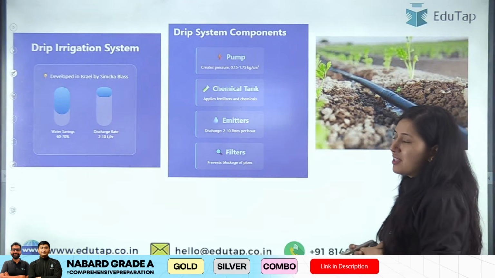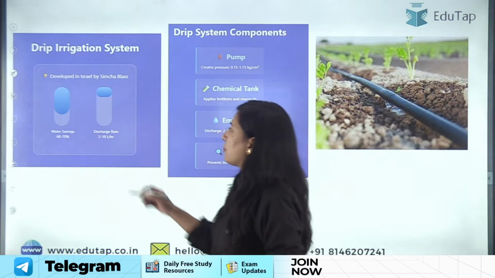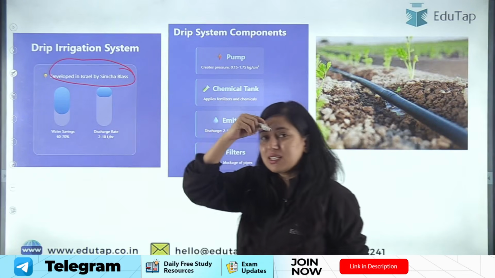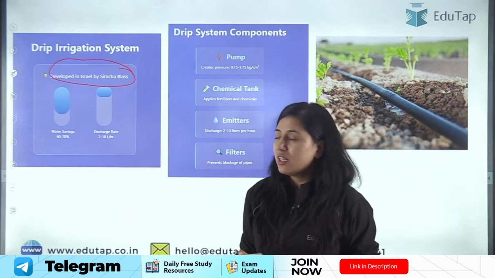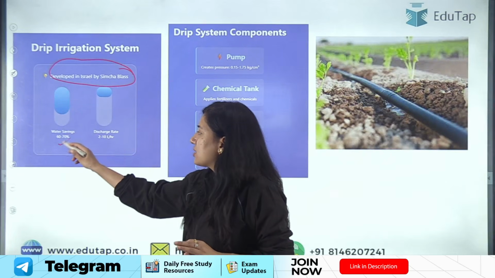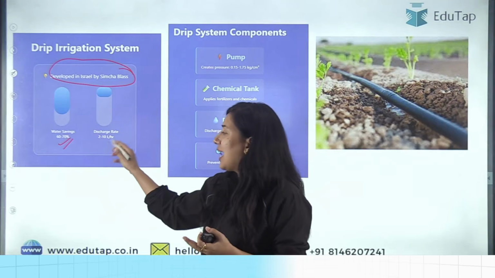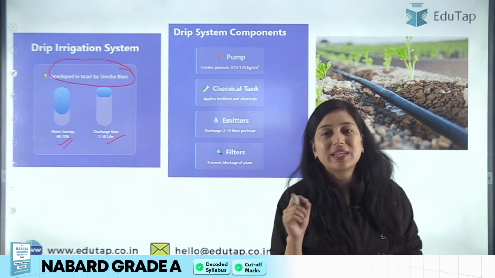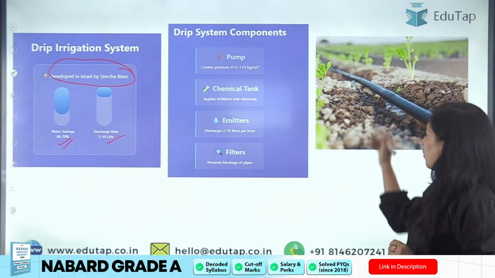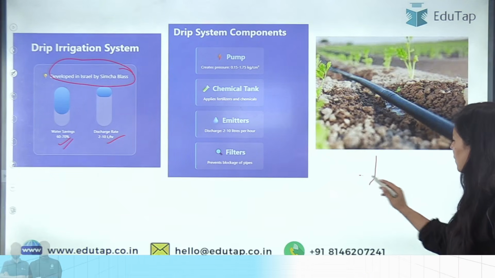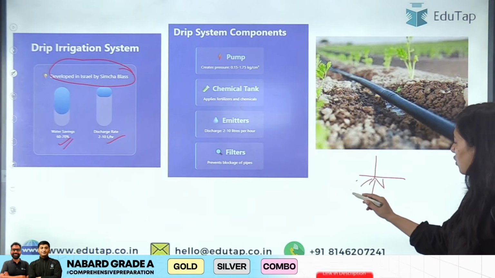Now next we have the drip irrigation system. Now students, very important to remember, the drip irrigation system was developed by Simcha Blass in Israel, right? So in the drip irrigation system, the water saving is around 60 to 70% and the discharge rate is only 2 to 10 liter per hour. Okay, what is a drip irrigation system? I have already told you that this is the crop root zone.